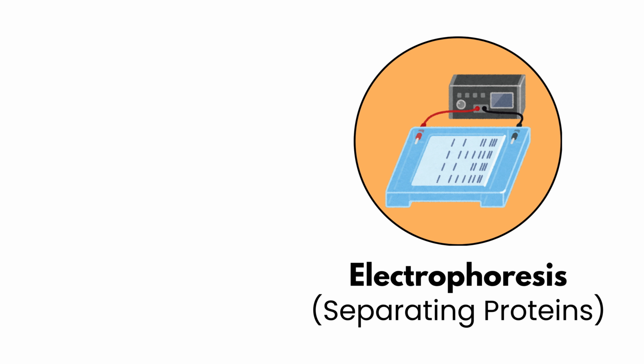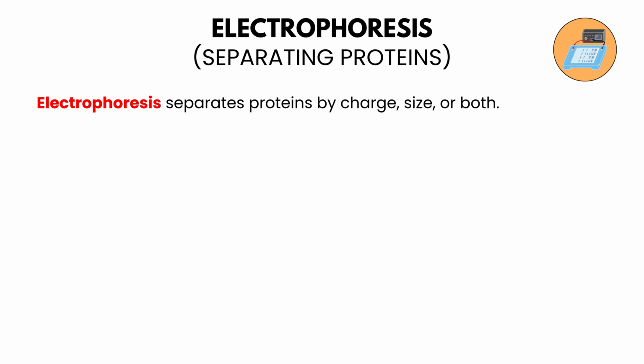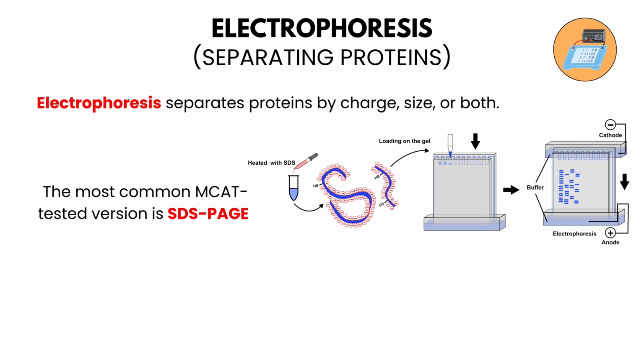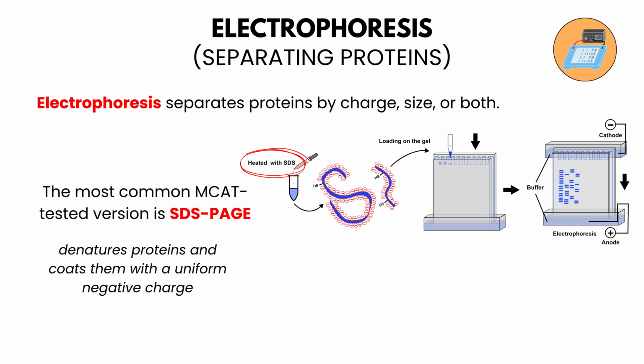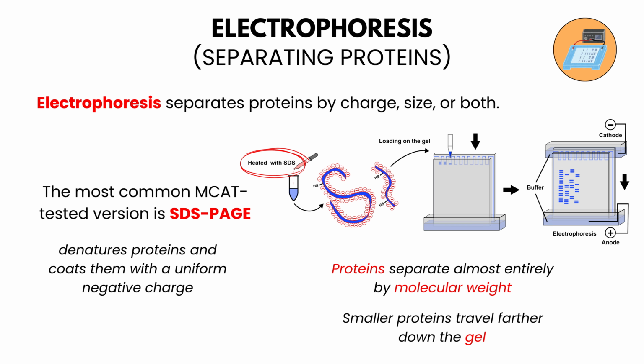Electrophoresis, separating proteins. Electrophoresis separates proteins by charge, size, or both. The most common MCAT-tested version is SDS-PAGE, which denatures proteins and coats them with a uniform negative charge. That means proteins separate almost entirely by molecular weight. Smaller proteins travel farther down the gel, a detail MCAT passages often test.